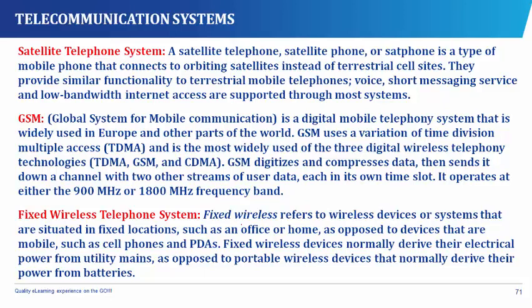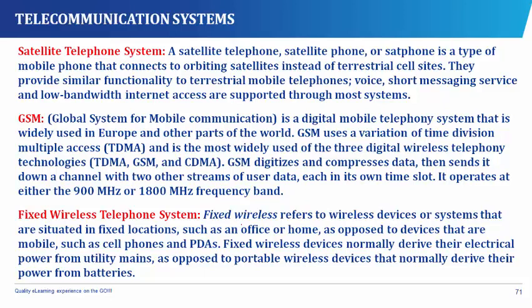Fixed wireless telephone system. A fixed wireless refers to wireless devices or systems that are situated in fixed locations, such as an office or home, as opposed to devices that are mobile, such as cell phones and PDAs. Now let's get this straight. Your phone is not fixed wireless. Even though it is wireless, you can go always with your phone to your house, to your office, to school, to the market, and back home. But the fixed wireless works only in a fixed location.